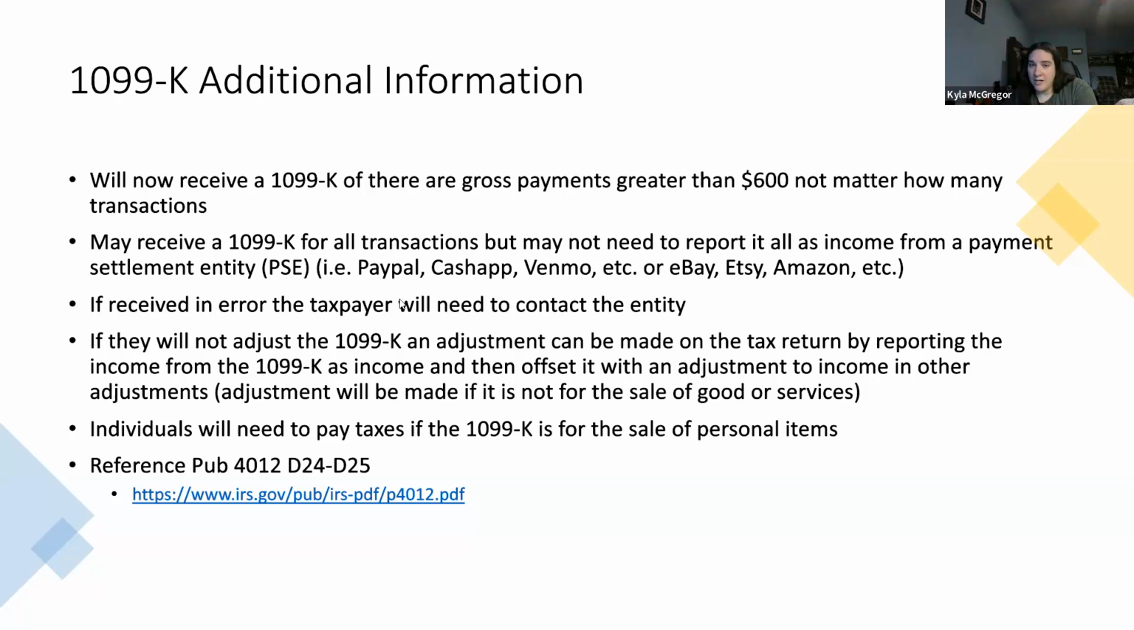In general, 1099-Ks are going to be coming from what are called payment settlement entities, or PSEs. So some examples of those are PayPal, Cash App, Venmo, or other types of apps like that. Or if you're more of a business like Square or some of those other ones, you would get a 1099-K. Also eBay, Etsy, Amazon, if you sell stuff on those platforms, you would also get a 1099-K.